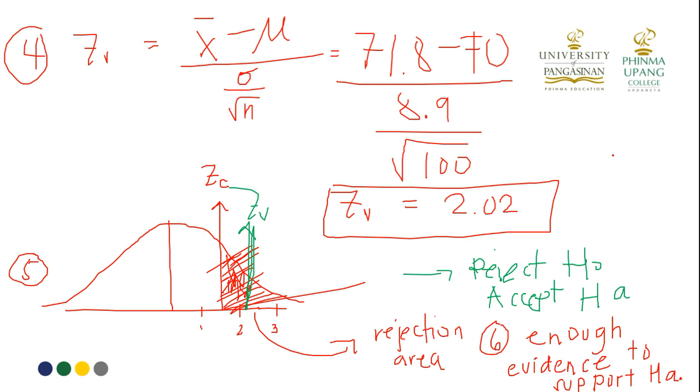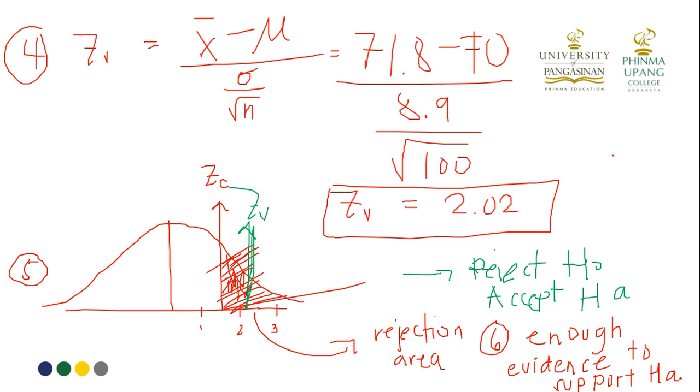And if ever the HO is rejected, the conclusion will be enough evidence to support HA. Sir, what is the conclusion if ever we reject HA or the alternative? Then just add a negation: there is not enough evidence to support HA. As simple as that. Since we rejected HO, our evidence is enough to support the alternative. So that is the conclusion.